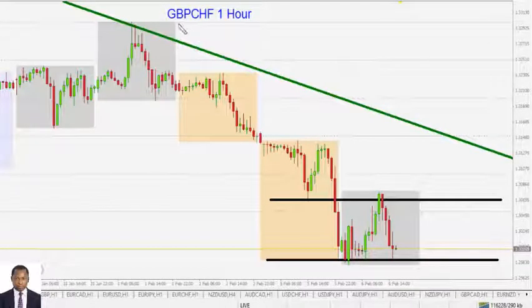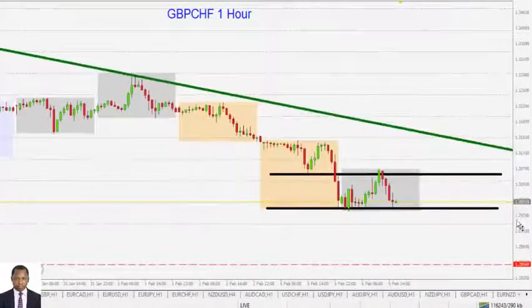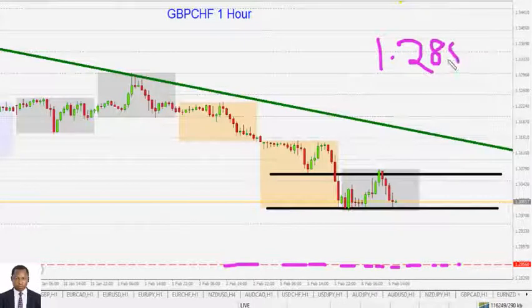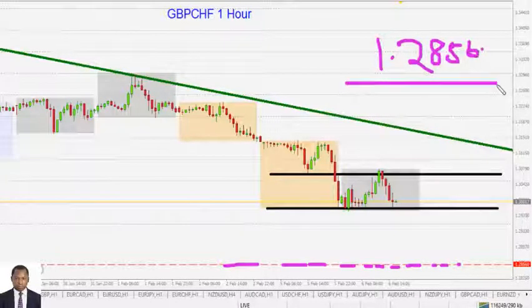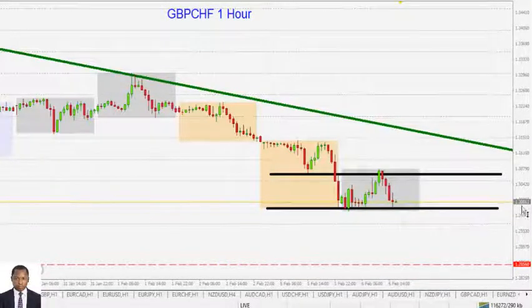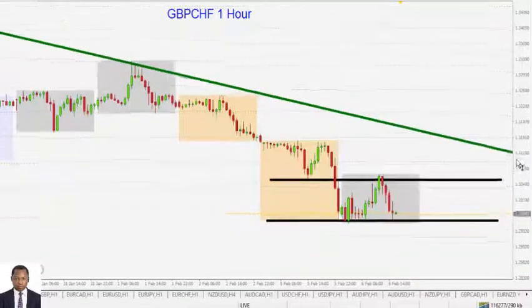The sterling pound against the Swiss franc is still bearish, and in my earlier review, I talked about the possible level that this pair is coming to hit, the 1.2856 area. That is the possible level that price might be looking to hit before it bounces to the upside. So it is still very bearish, so keep searching for shorter opportunities.